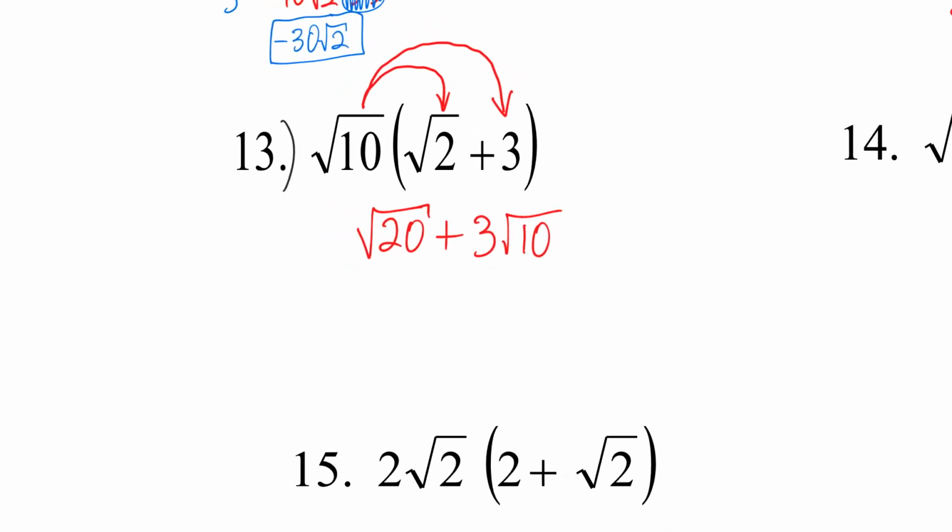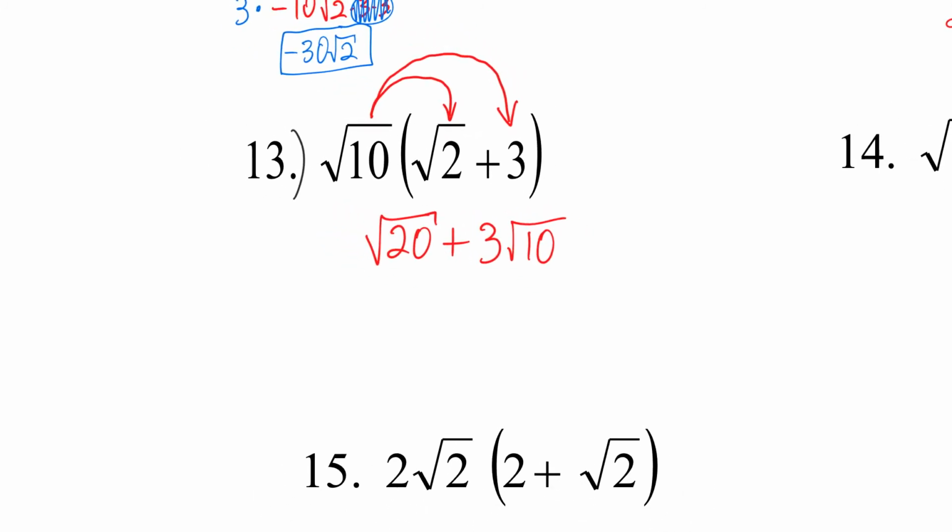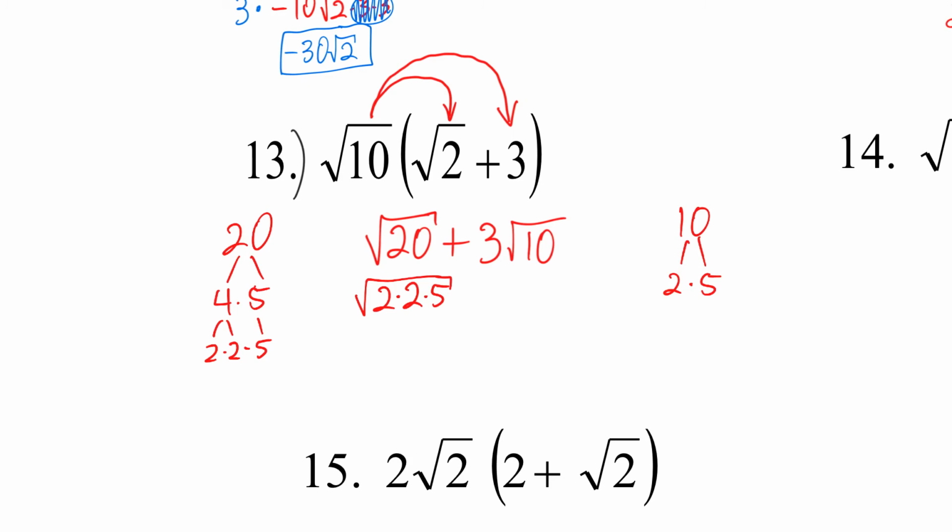Now from here, we basically have two terms. We have two pieces, the square root of 20 and then the 3 square root of 10. And I want to simplify those individually now. All right, so on the 20, how can I break down the 20? 4 and 5, which is 2, 2, and 5. And then over here, how does a 10 break down? 2 and 5, so I have plus 3 times the square root of 2 times 5.